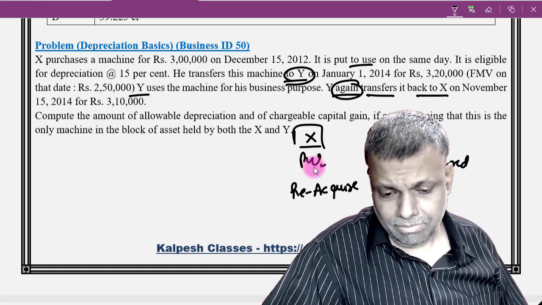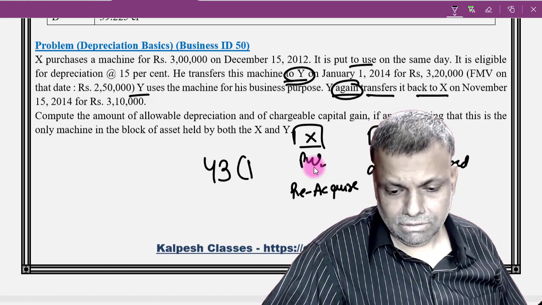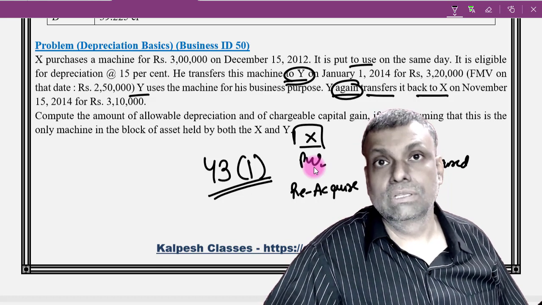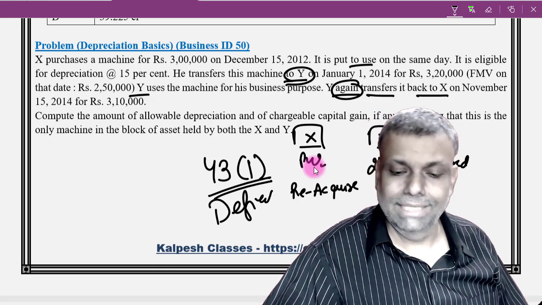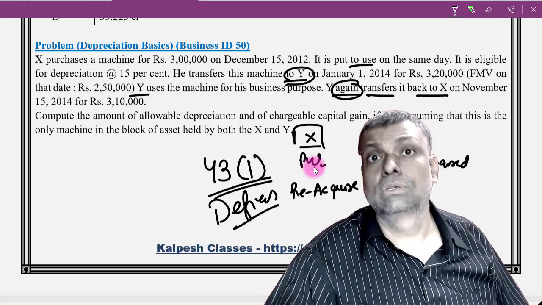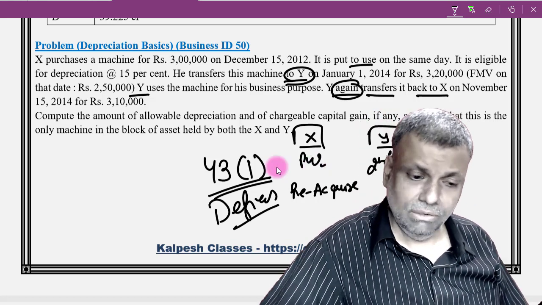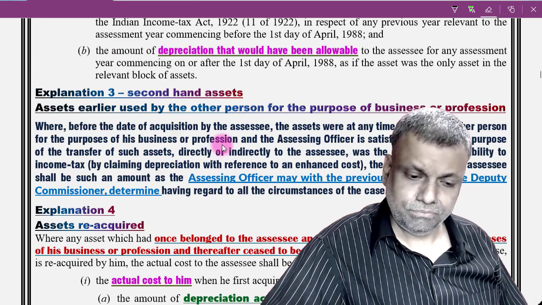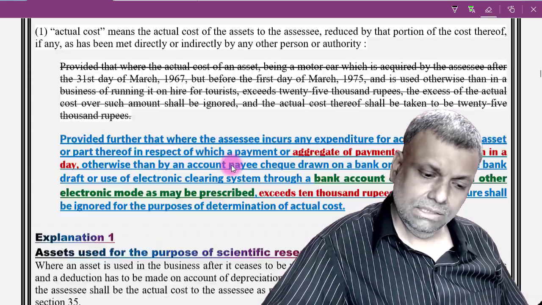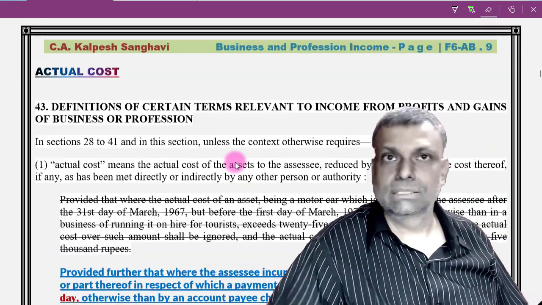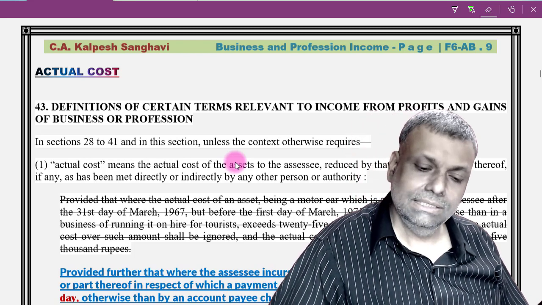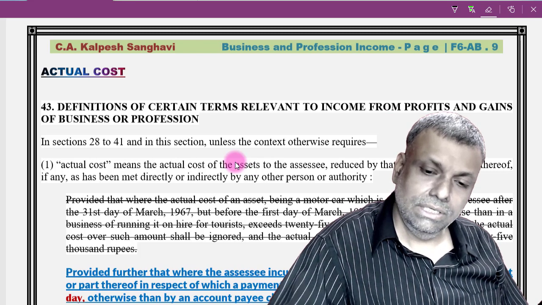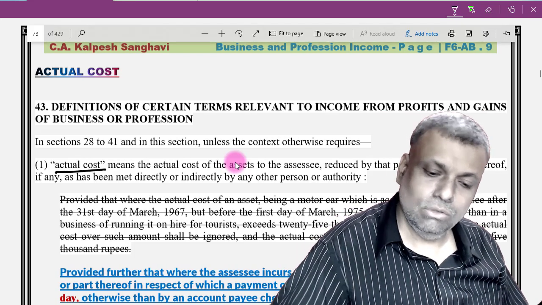But before that, let me tell you that there is one section called section 43(1). This section 43(1) defines the actual cost of an asset. Okay. So let me just introduce that particular provision to you. See, this is section 43. Section 43 has got many subclauses. One of the subclauses is subclause 1. It says actual cost. This is a definition of the actual cost.